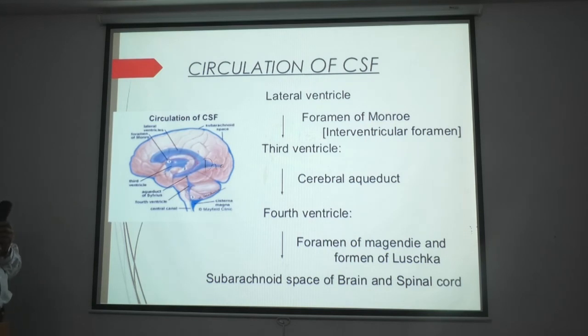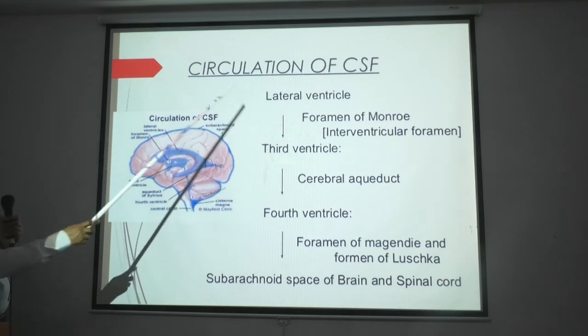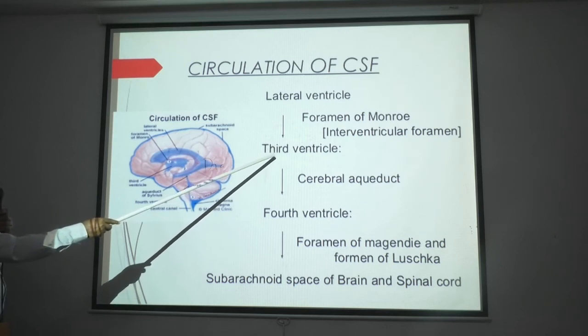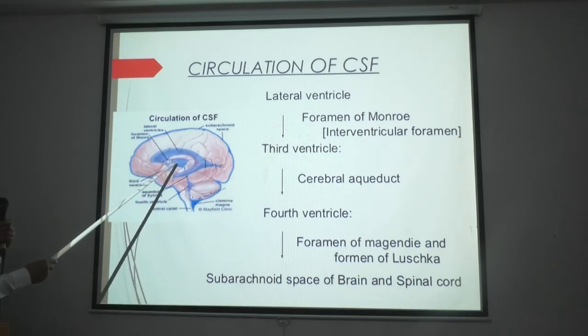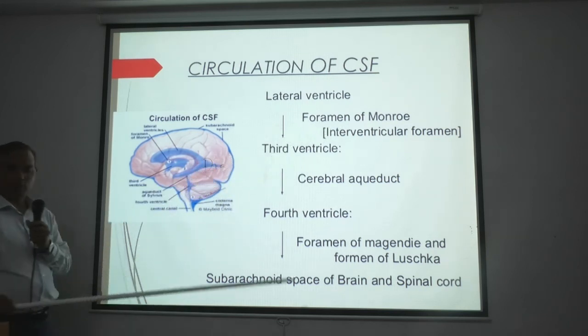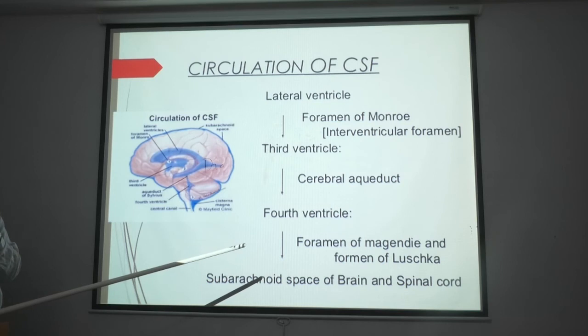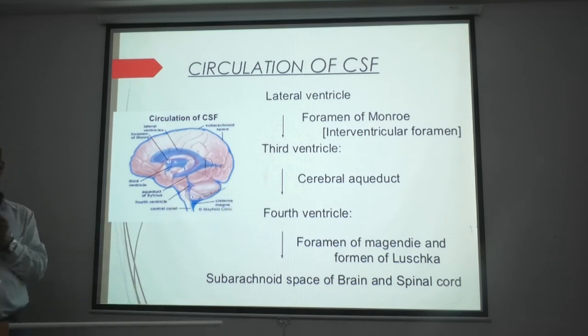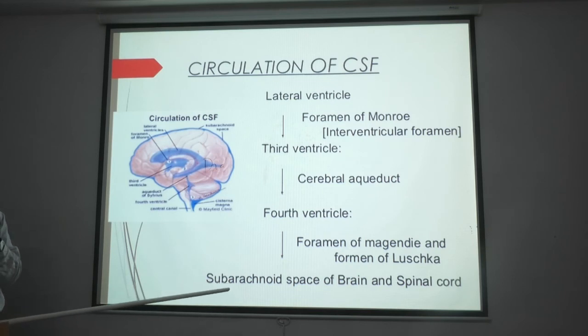This is important. How does circulation occur? From the lateral ventricle, it will enter the third ventricle through the foramen of Monro, also called the interventricular foramen. Then from the third ventricle to the fourth ventricle through the cerebral aqueduct. And from the fourth ventricle to the subarachnoid space through the foramen of Magendie and the foramina of Luschka. The three foramina are there.